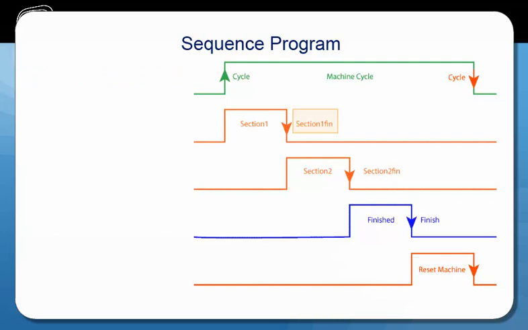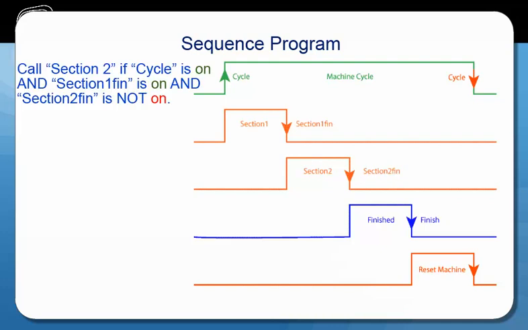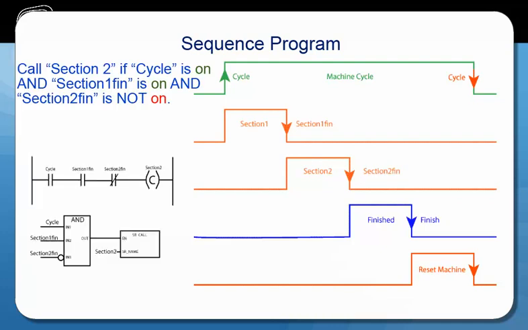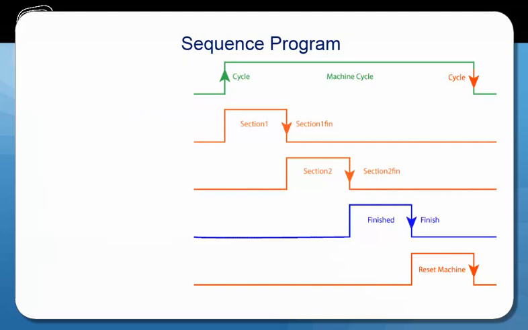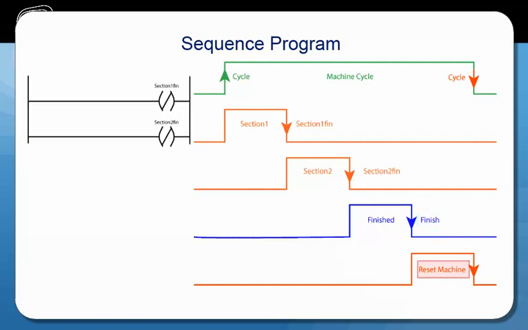When section 1 finishes, we want section 2 to start. Section 2 will run and then the section 2 fin variable will turn on. We can write a sentence. Call section 2 if cycle is on and section 1 fin is on and section 2 fin is not on. When section 2 finishes and the rest of the program finishes, we want to clear all the variables in the clear subroutine to reset the machine, and then the program is ready to restart.